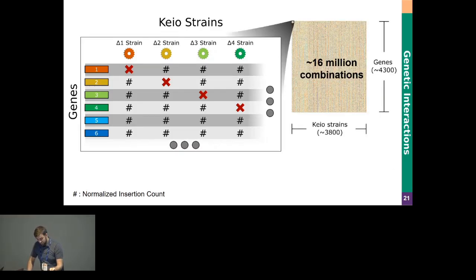Since there are approximately 4,000 genes in E. coli and 4,000 strains in the KO collection, we are probing 16 million digenic combinations, looking for relatively rare genetic interaction events, based on similar studies in yeast.